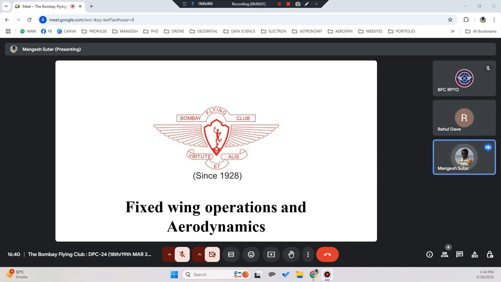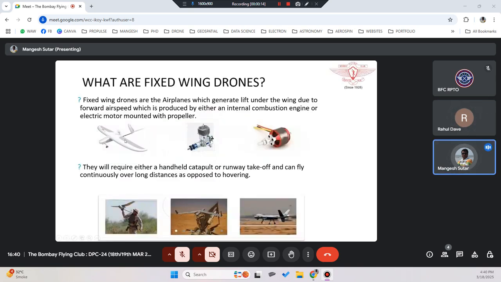It is actually an aeroplane. Okay, so aeroplane is also called a fixed wing operation, and we'll see how aerodynamics affects it. Okay, so what are fixed wing drones?